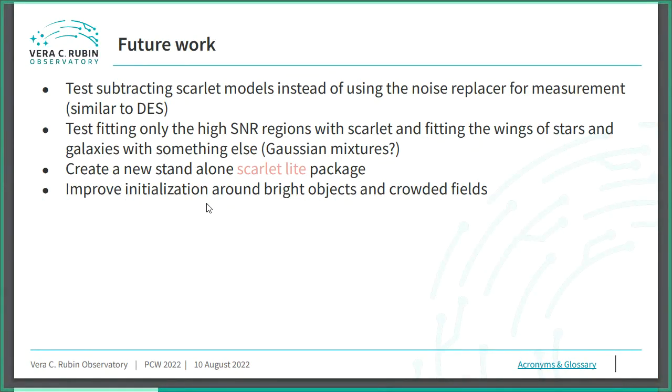My question was actually related to exactly that last point. The Milky Way people have been asking for a long time, how low can we go in terms of galactic latitude, or how crowded can we go? Do you have an answer for that with the current Scarlet?